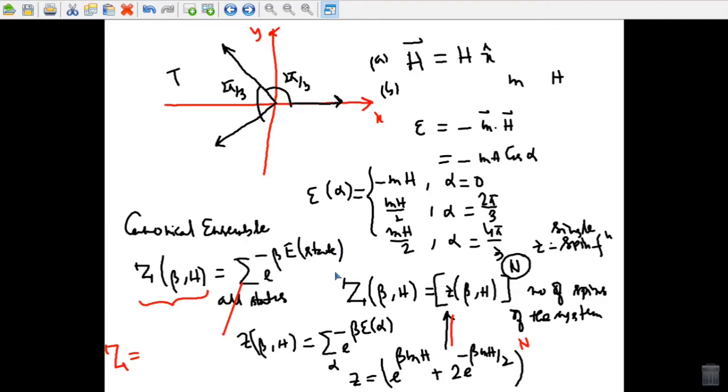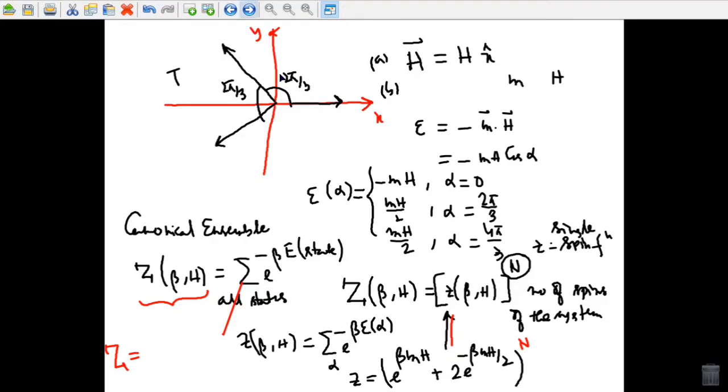And capital Z of beta, H equals small z of beta, H to the power N, where capital N is the number of spins in the system and small z is the single spin partition function. In this case, small z of beta, H is the sum over alpha of e to the power minus beta E of alpha, where alpha is 0, 2 pi by 3, 4 pi by 3. The energy per spin has already been calculated, and thus small z equals e to the power beta mH plus 2 e to the power minus beta mH by 2.